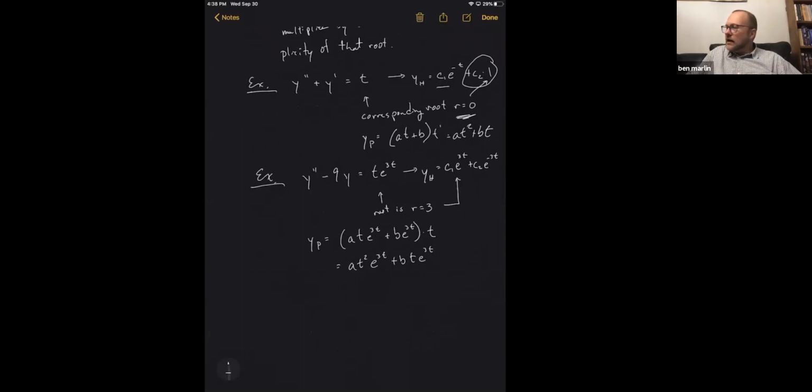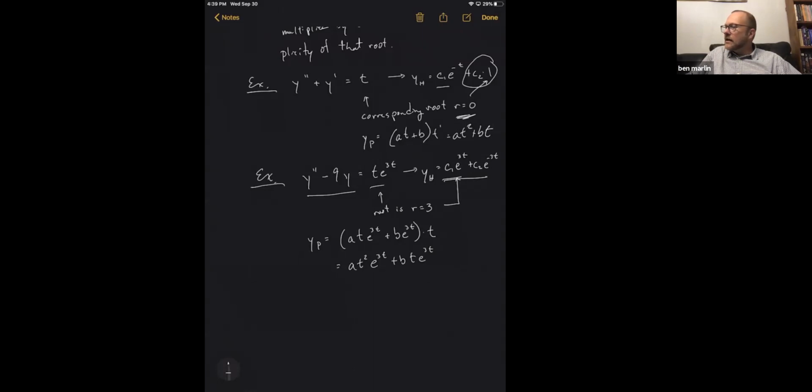So let's take a look at this one down here. It's got y double prime minus 9y equals t e to the 3t. So when you get your homogeneous solution here, you're going to have a c1 e to the 3t and a c2 e to the minus 3t. Because t e to the 3t and e to the 3t share the same root, they're going to have to be considered together.